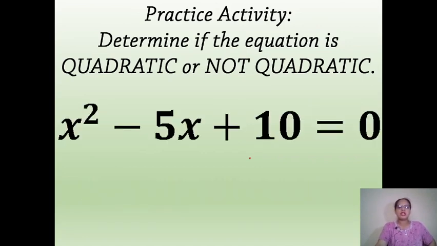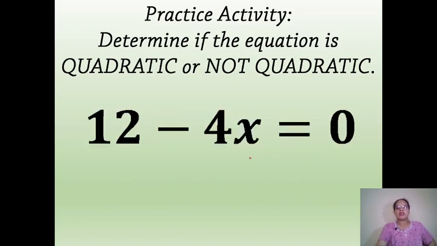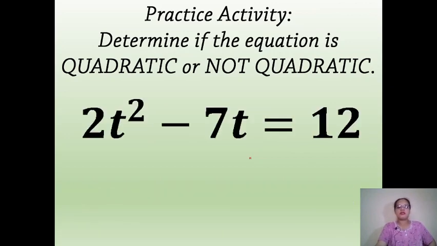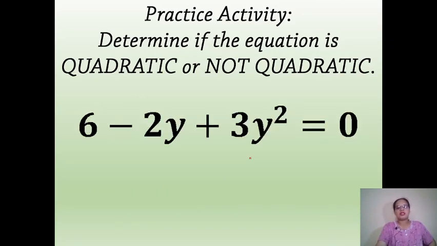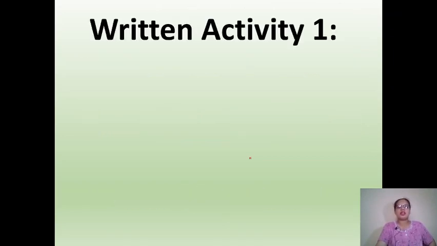How about x squared minus 5x plus 10 equals 0? If you answered quadratic, then you're correct. How about 12 minus 4x equals 0? So the answer to that is not quadratic. How about 2t squared minus 7t equals 12? Okay, so if you answered quadratic, that's correct. 6 minus 2y plus 3y squared equals 0. Okay, so that's quadratic.